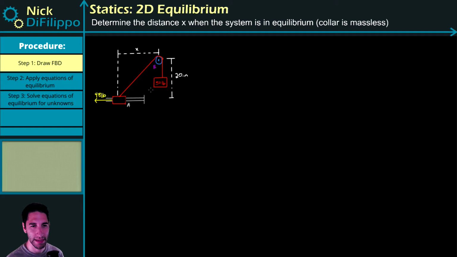So let me explain the setup of this problem just a little bit. At point A, we have some collar. Now this collar is free to move to the left and to the right over this rail. And the rail and the collar are going to be in contact with each other. Now that's going to be important when we draw the free body diagram. The other assumption we're making is the collar is massless, so it doesn't have any weight force.